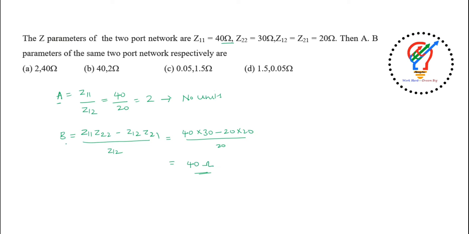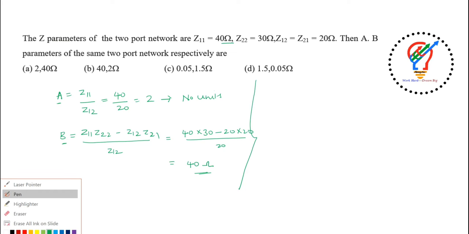Sir, I am not able to remember these formulas. Then how can I solve this question here? So there is another way of solving the same question: you need to derive the formulas. How do you derive the formula, sir?